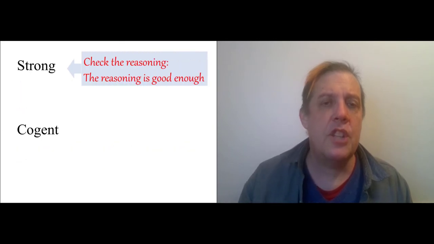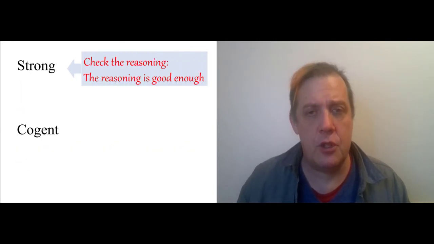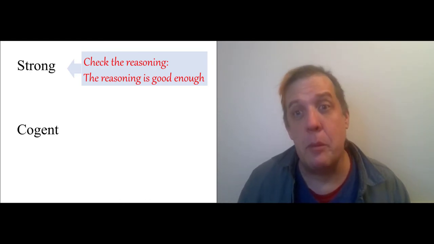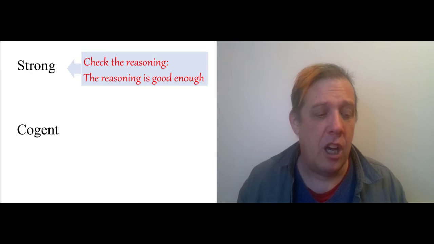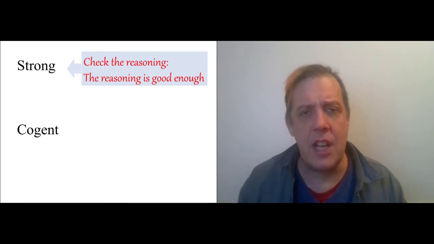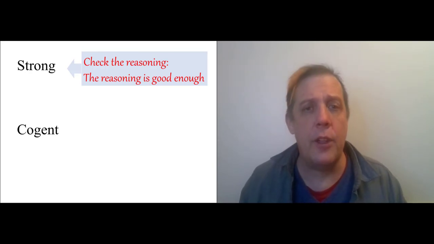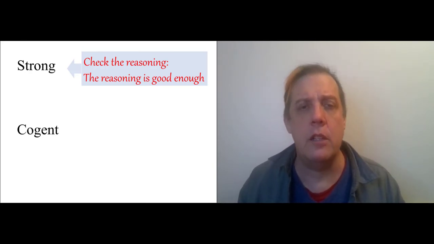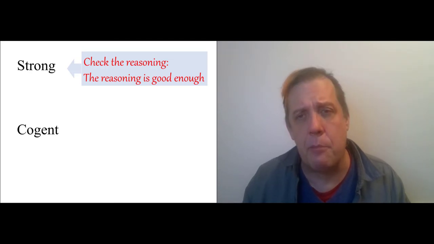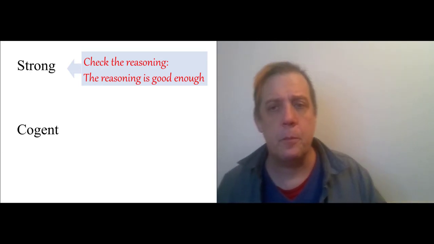So check the reasoning. The reasoning is good enough. We call it strong. What counts as good enough? That's going to depend on the context. In the case of a jury, you use the standard of a reasonable doubt. That's because it's a criminal trial with the defendant's life on the line. In a civil trial with a lawsuit, there are other standards like the preponderance of evidence. We'll talk about that when we get to burden of proof.